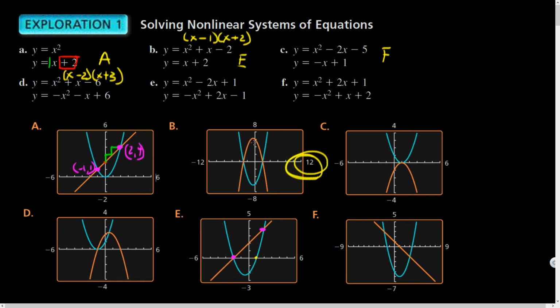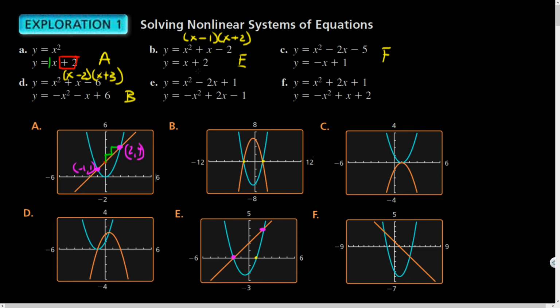Oh, whoa, look at this. They're changing the scale on us. So positive 2 and negative 3. Yeah, it's this right here. What do you know? And this one is a negative open down parabola, which happens to have the same exact intercept. So this one matches B after a little bit of analysis.